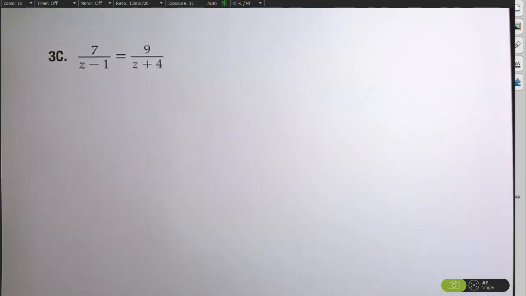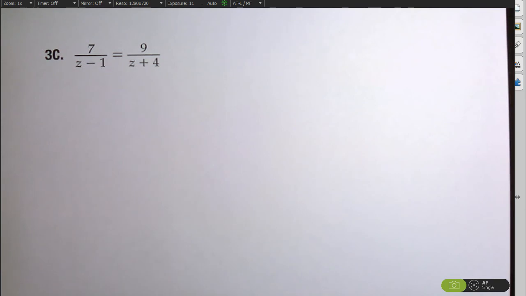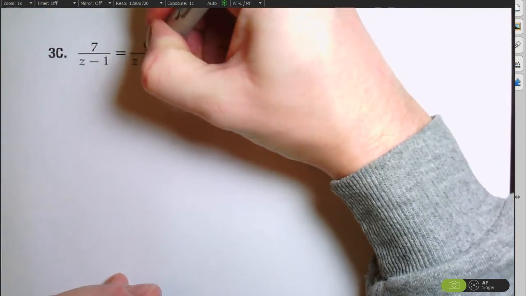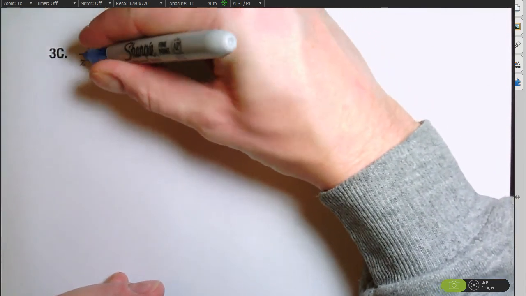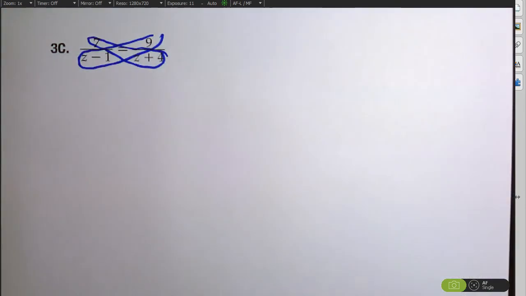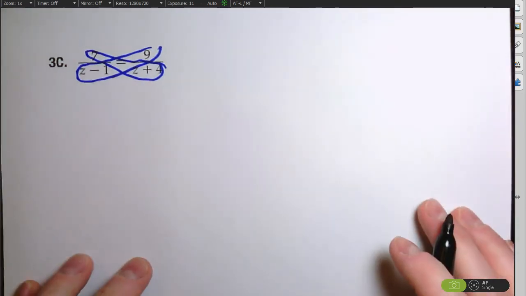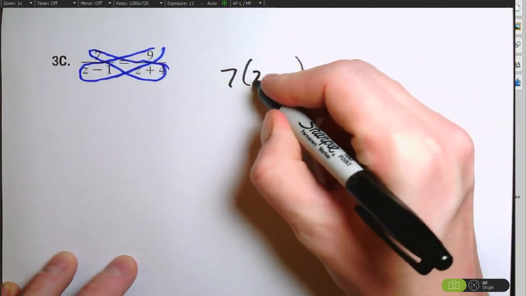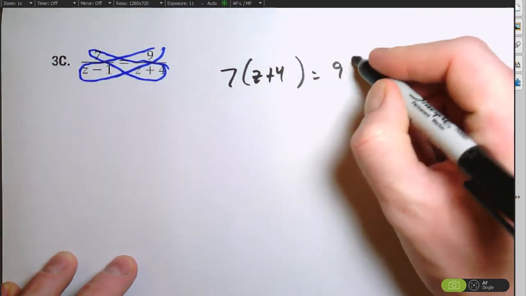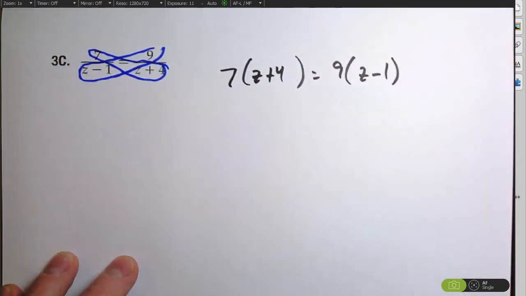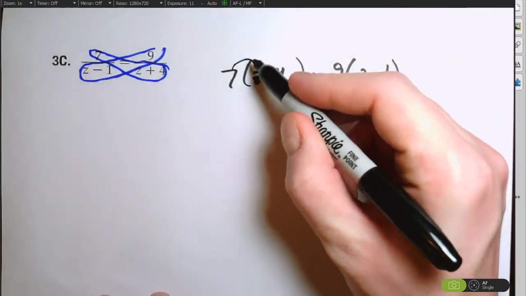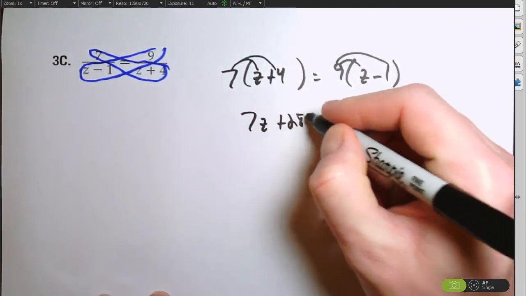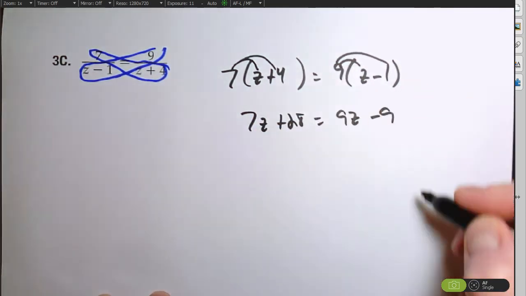Alright, so we've got 7 over z minus 1 equals 9 over z plus 4. So I'm just going to, again, cross multiply to solve the problem. Okay, it's going to give me 7 times the quantity z plus 4, and this is where most people make their mistakes, is they forget that should be in parentheses. 7 times z plus 4 equals 9 times z minus 1. Okay. And now what I'll do then is I will distribute the 7 to both of them and the 9 to both of them. So I get 7z plus 28 equals 9z minus 9.